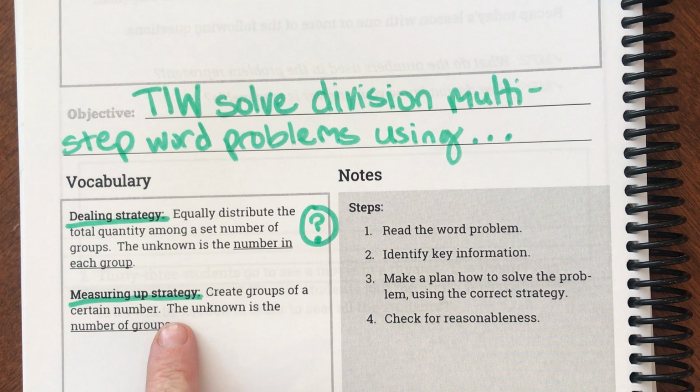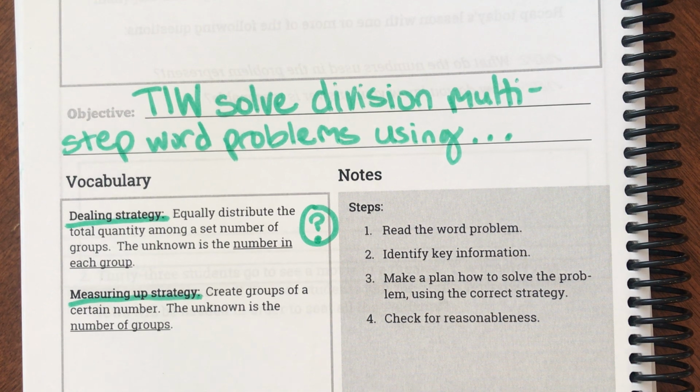In the measuring up strategy that we just did, it says create groups of a certain number. The unknown is the number of groups. So this time we've got to make our groups, but we didn't know how many we would end up with. So the strategies are very different.